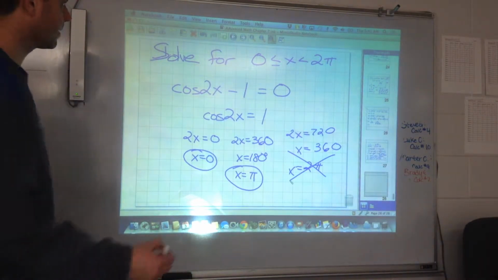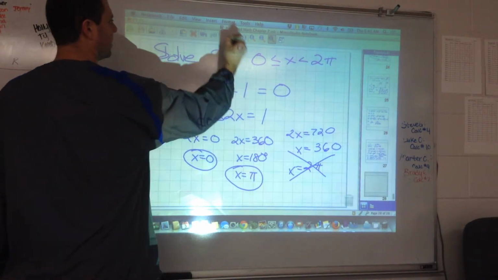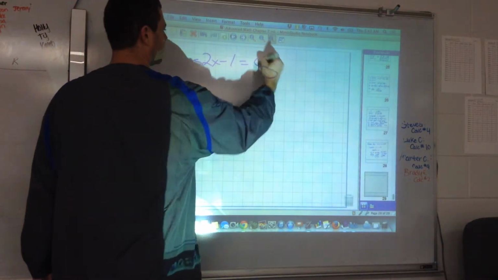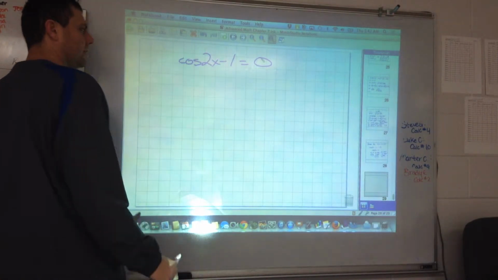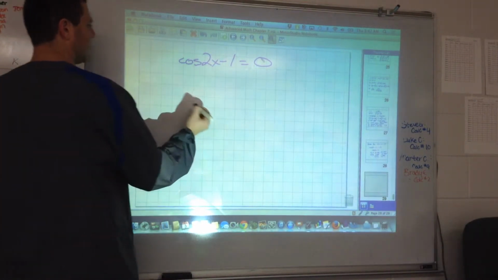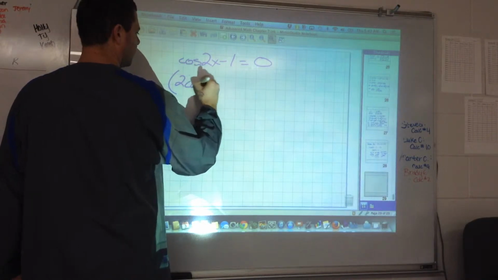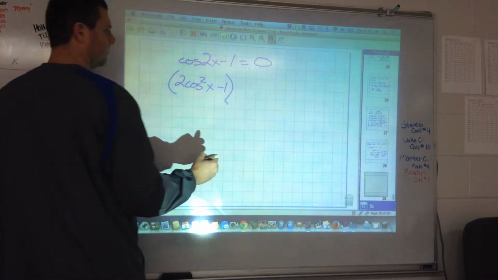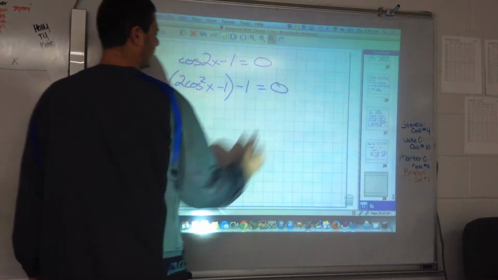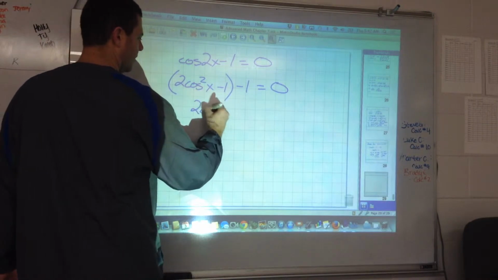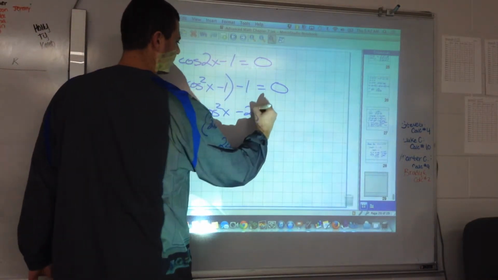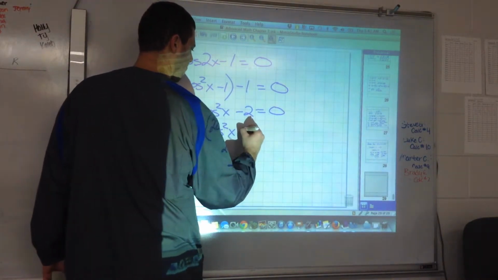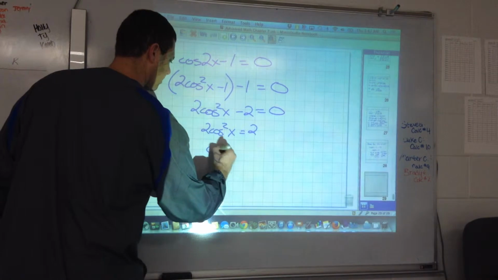Another way to do that problem, like I said, I'll try it again here real quick. The cosine of 2x minus 1 equals 0. I could replace the cosine of 2x with one of its identities. One of its identities is 2 cosine squared x minus 1. And minus that other 1. I don't know if this is going to work or not. 2 cosine squared x minus 2 equals 0. Add 2 to both sides. Divide by 2.